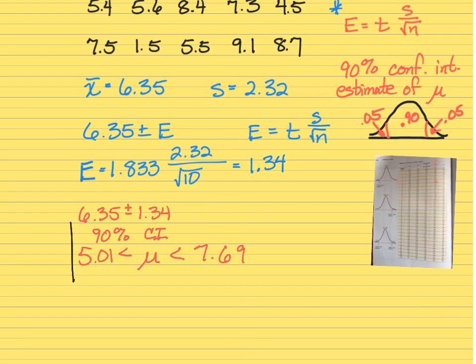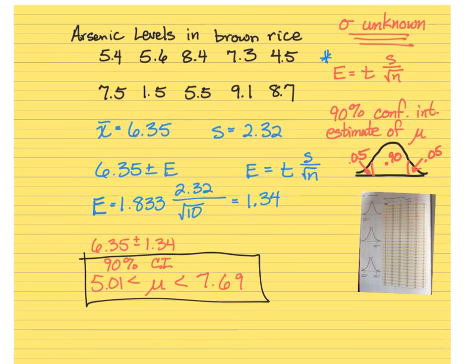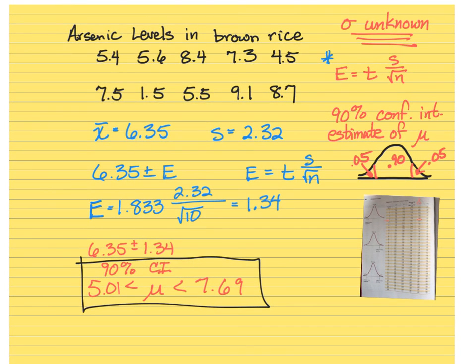So we're 90% confident that the true population mean of arsenic levels in brown rice is somewhere between 5.01 and 7.69. And we get that level of confidence just from this sample of size 10. So that's how you create a confidence interval for sample means when sigma is unknown.